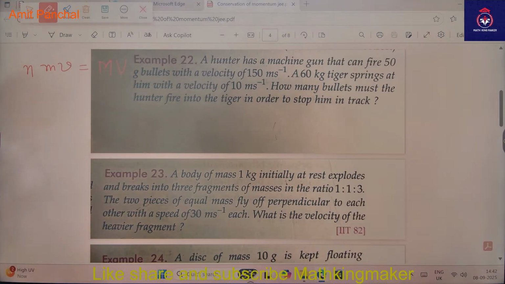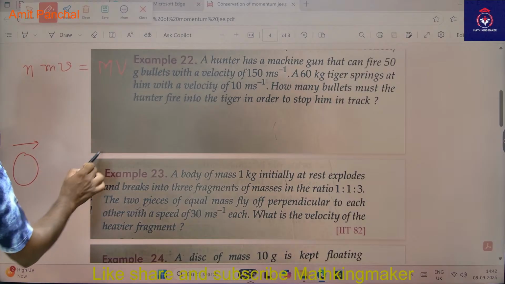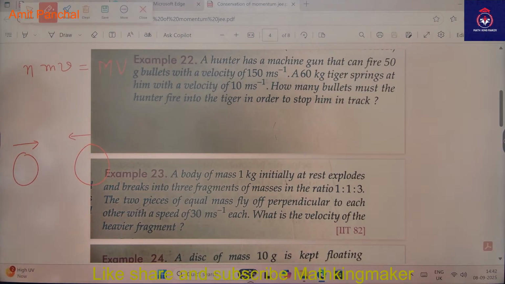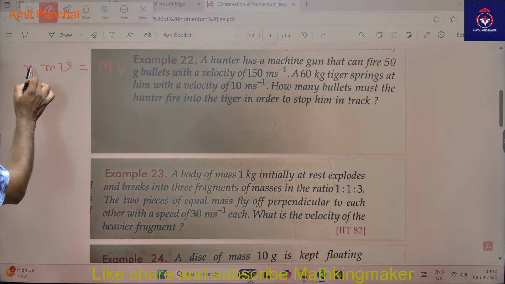But wouldn't a bullet pierce the tiger because of its pressure? Then how can it stop the tiger? If a body is coming in this direction and another body is coming from the other direction, they will stop each other if their momentum is the same. Okay, then it's easy, then I can solve it. So you just find the momentum of one bullet and keep it equal to the momentum of the tiger. So that n will give you the number of bullets.